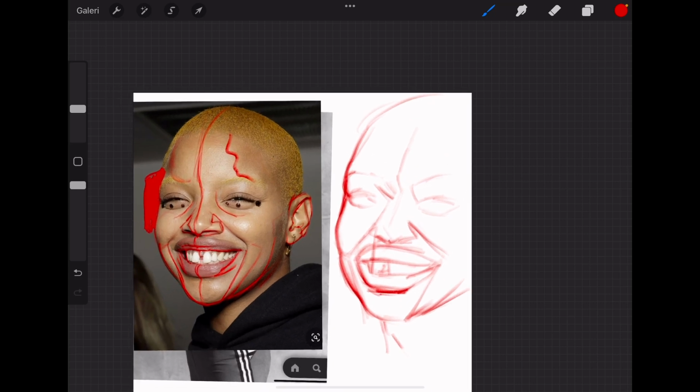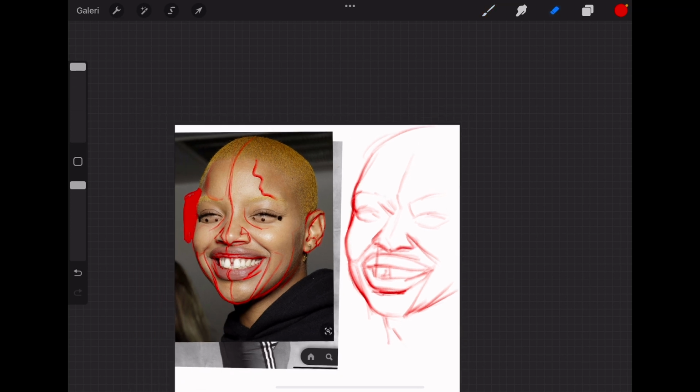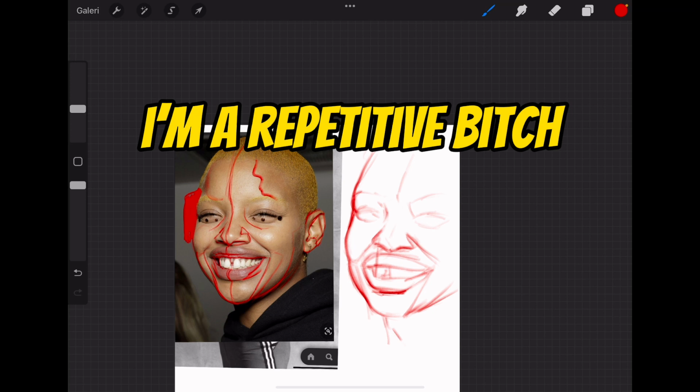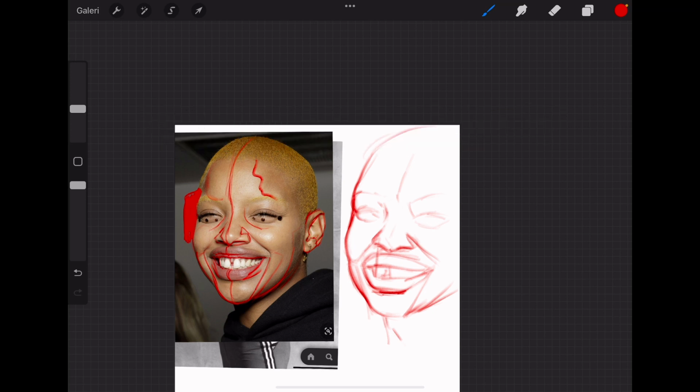And there you go, you can kinda do it on your own now. Just make sure to think of structure and make sure to trace while knowing what you're tracing. Why that line exists, why that shadow exists. Okay, that is it.